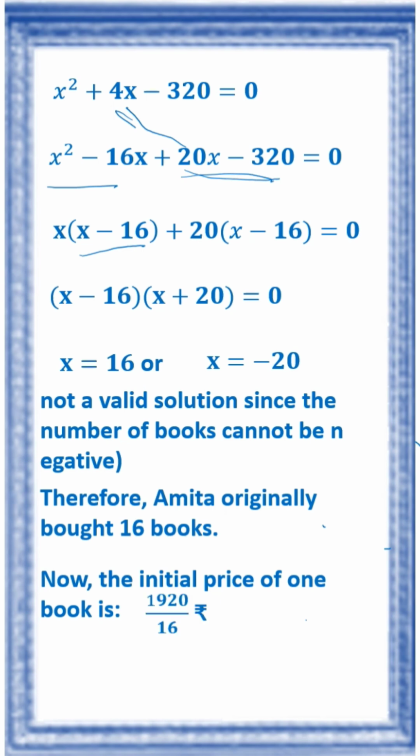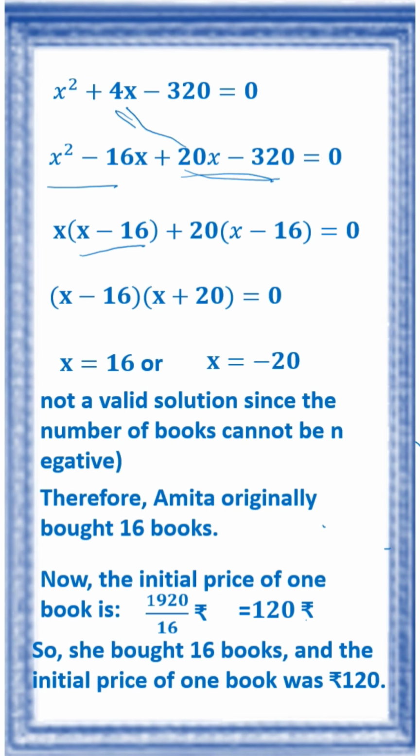Now, the initial price of the book is 1920 by 16 rupees, that is equal to 120 rupees. So she bought 16 books and the initial price of one book is rupees 120.